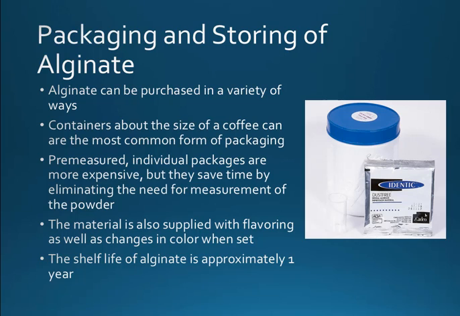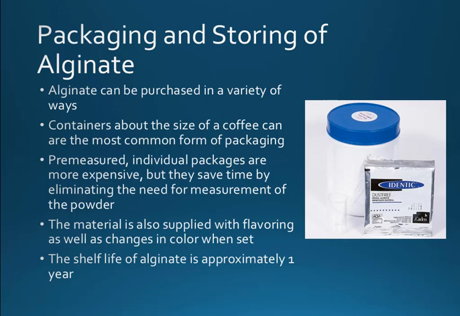So you'll notice in the picture here in the background that coffee canister, and then a small packet in the front would be the pre-measured method. The material can be supplied with flavoring. It can also come in color. So when it starts setting, you'll see that color change, and that's a little bit of an alert to you of your setting time.